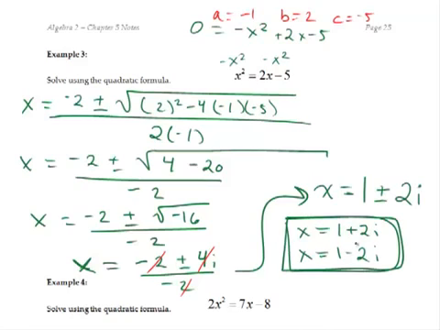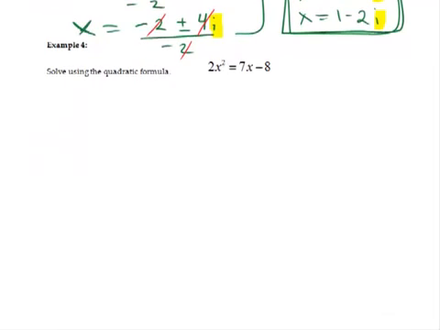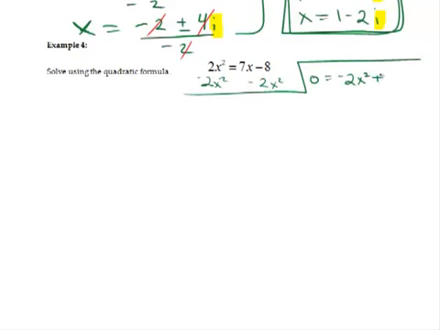So you can have i's come out of your quadratic formula when there is that negative underneath. So don't forget the i's. They show up. All right. And another example for us here. Let's go ahead and move the negative 2x squared over. Get him out of the way. So we end up getting 0 equals negative 2x squared plus 7x minus 8.